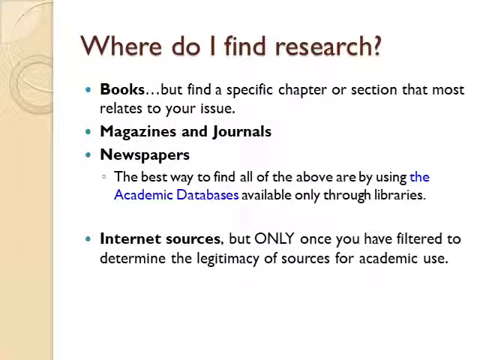Where should I find research? Books are an obvious source, but it's best to seek out a specific chapter or section that most relates to your issue. Magazine and journal articles are excellent sources. The best way to find all of the above is through using academic databases, available primarily through libraries. Internet sources can be useful, but only once you've filtered through them to determine the legitimacy of those sources for academic use.